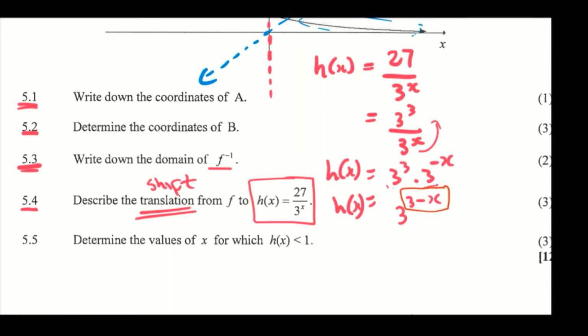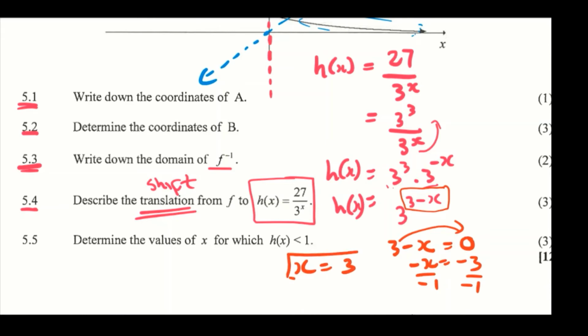So for the shift, we have 3 minus x equals 0. The top part, we are equating it to 0 to identify the shift. Transpose the 3 to the other side, you have minus x equals minus 3. Divide by minus 1 on both sides, so x equals 3. So this tells us that the graph shifts 3 units, and because the 3 is positive, the shift is to the right, to the positive side of the x-axis.